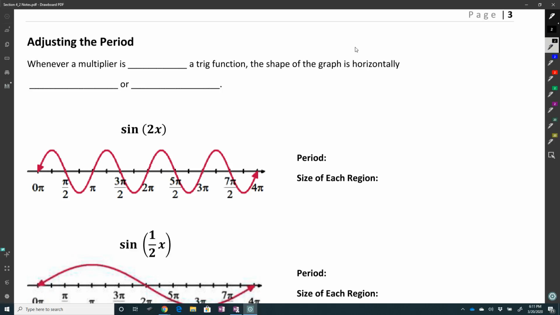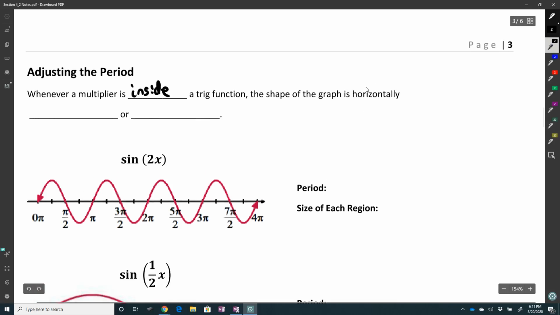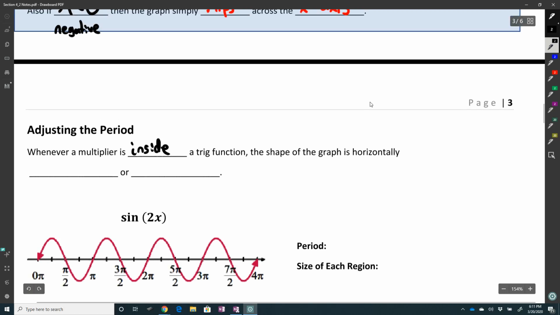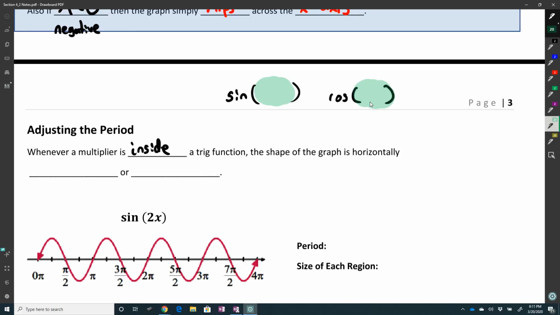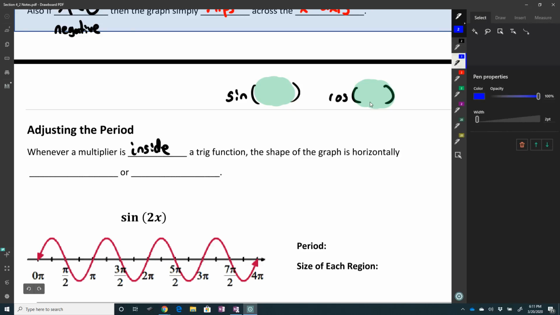So whenever a multiplier is inside a trig function, okay, and what I mean by inside a trig function is sine of blah, cosine of blah. Whenever you have the x and stuff inside the function, okay, the shape of the graph is horizontally stretched or compressed.